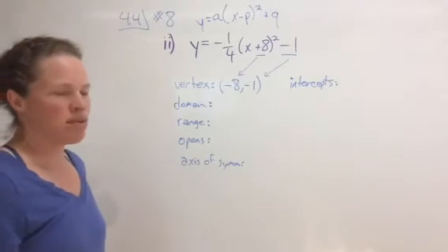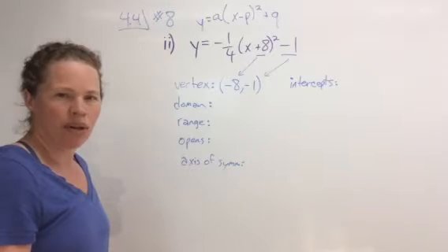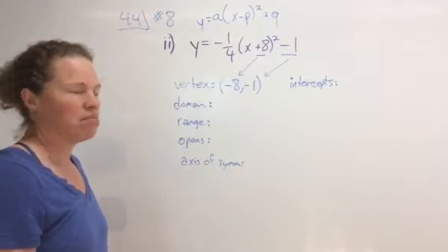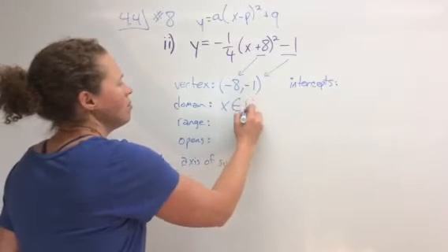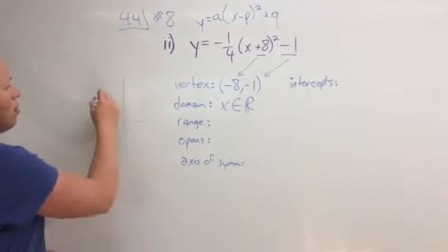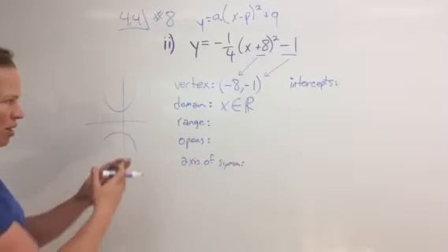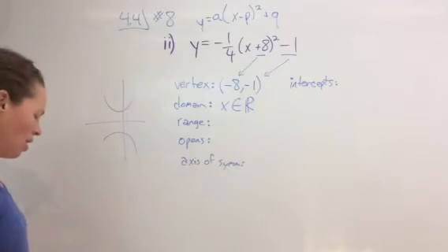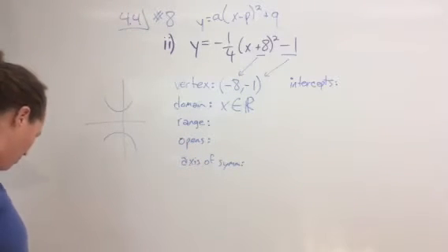My domain for this one, it's a quadratic equation. My domain will be x is in the realm of all real numbers. Because if I were to draw this thing, it would be like this or like this, right? Which means it's going to keep expanding this way and not have any interruptions.